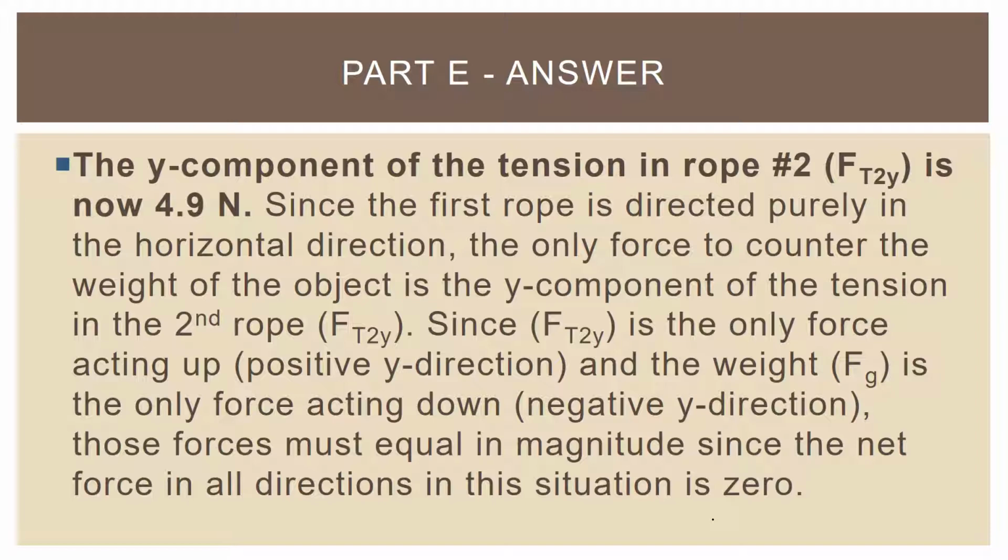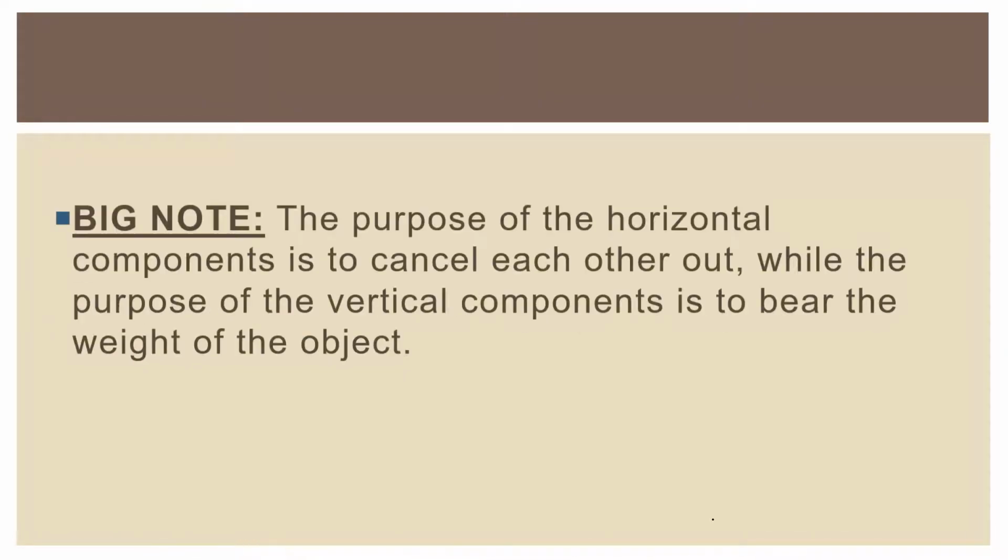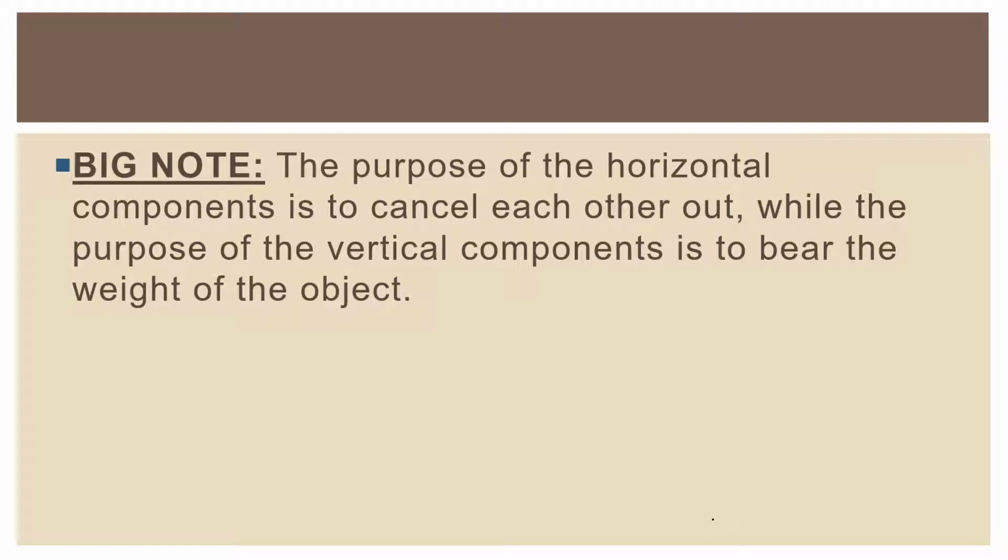Okay, so let's just summarize a couple of big things here from this kind of problem. So the first thing that we need to say is about the components. This is a big note here. The purpose of the horizontal components is to cancel each other out, while the purpose of the vertical components is to bear the weight of the object. They got to be canceled by the weight. That's like the whole point of them.